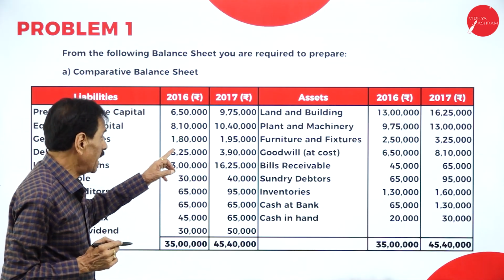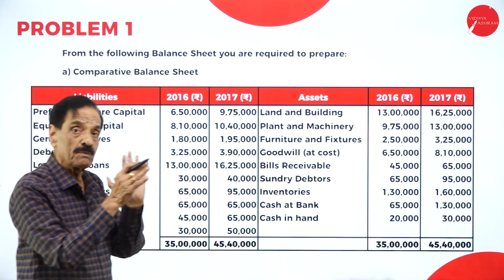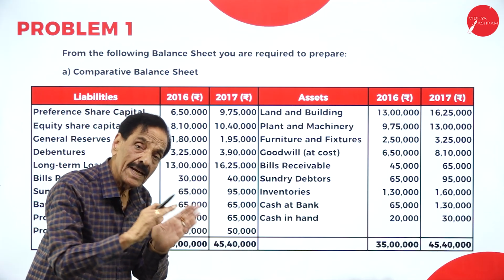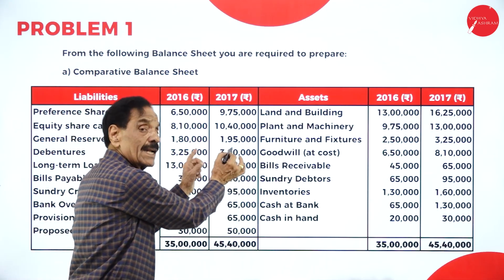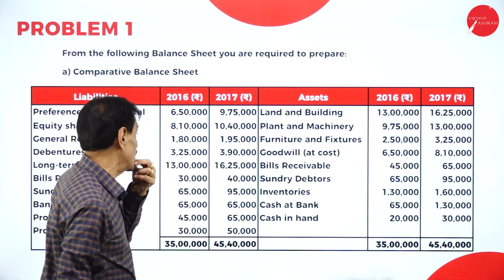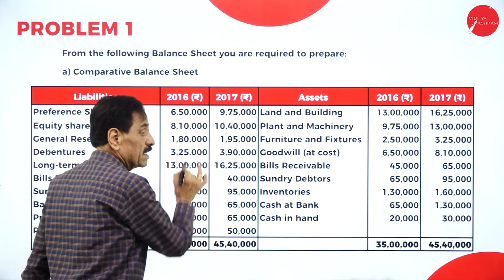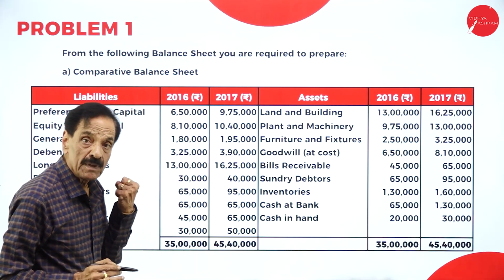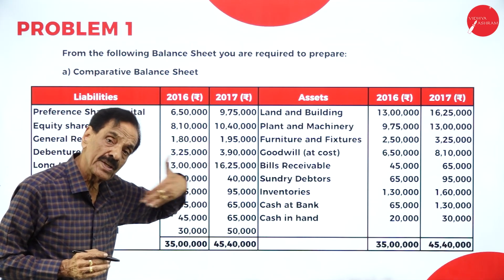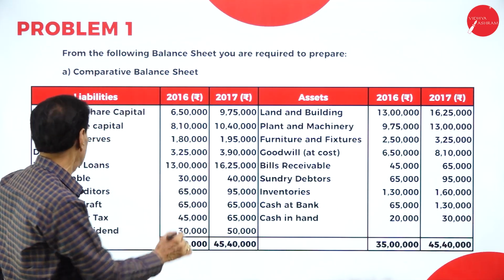Then general reserve 1 lakh 80,000. We keep the reserve out of the profit and loss account. Today it is 1 lakh 95,000. There is an increase in the reserve. This shows the stability of the concern. If the reserve goes on increasing, the stability of the concern has increased.